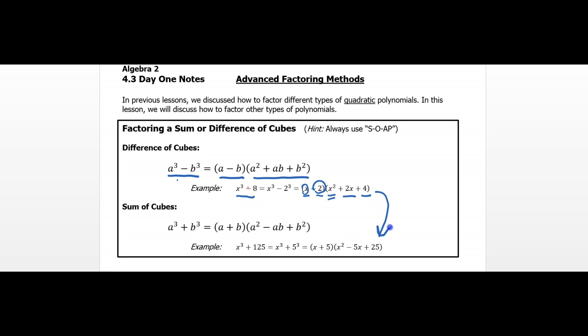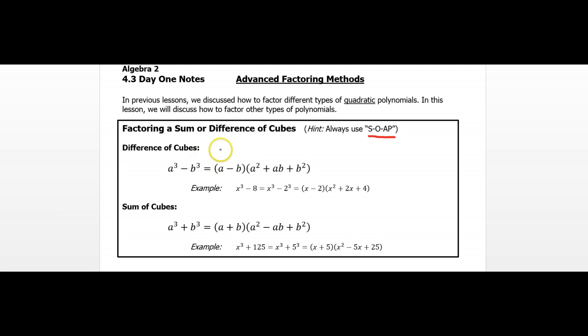And that same rule is going to apply to a sum of cubes as well. The only difference is going to be your signs. And so really the toughest part about factoring a sum or a difference of cubes is going to be the signs. And so I have a little saying to help you out with your signs when you're factoring sums or differences of cubes, and that saying is to always use your SOAP. S-O-A-P. Whenever you're factoring a sum or a difference of cubes, you're always going to follow this rule right here.